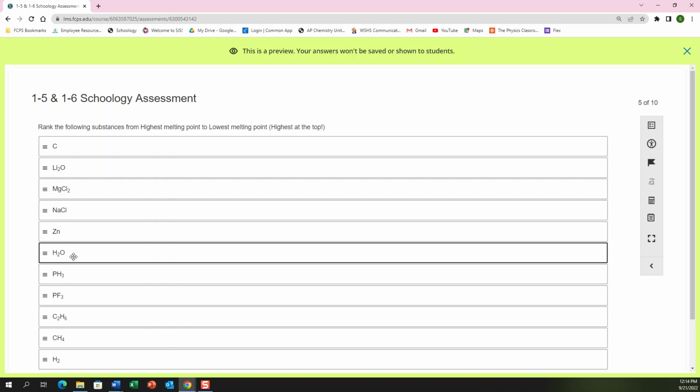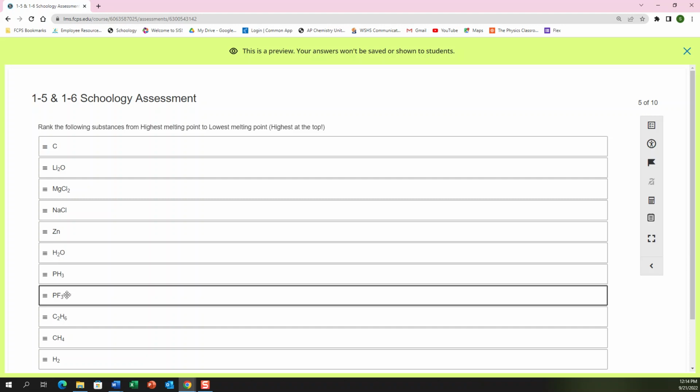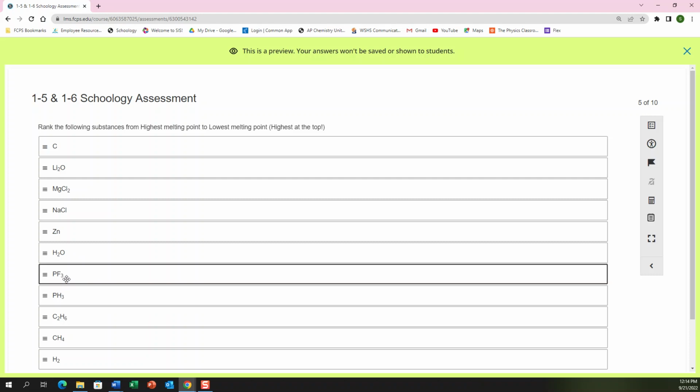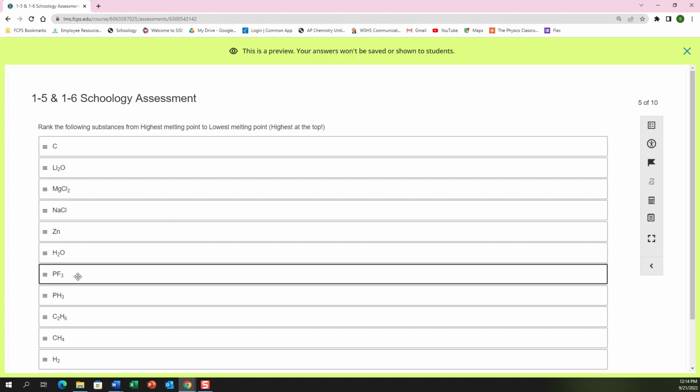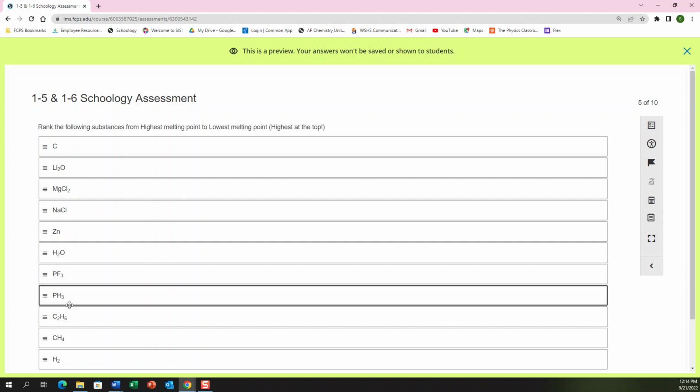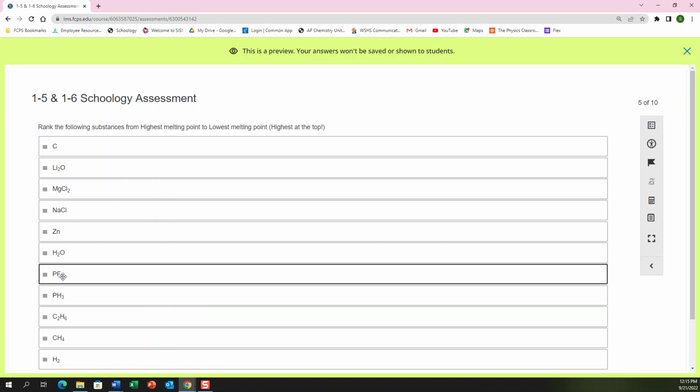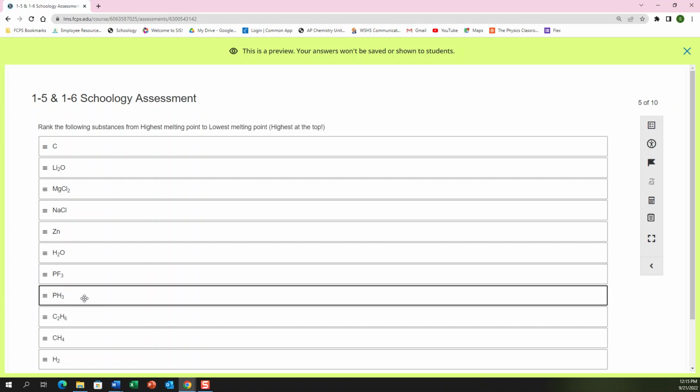Okay. Now, I would go with water because it has an F-O-N bond, so it has hydrogen bonding. I would put PF3 above PH3 because I would say that PF3, the P-F bond is probably more polar than the P-H bond. So this dipole-dipole interaction is probably stronger than that dipole-dipole interaction. But the tipping point would be the London dispersion forces. This would have more London dispersion because fluorine has more electrons than hydrogen. Now, okay, so we would assume PF3 then PH3.